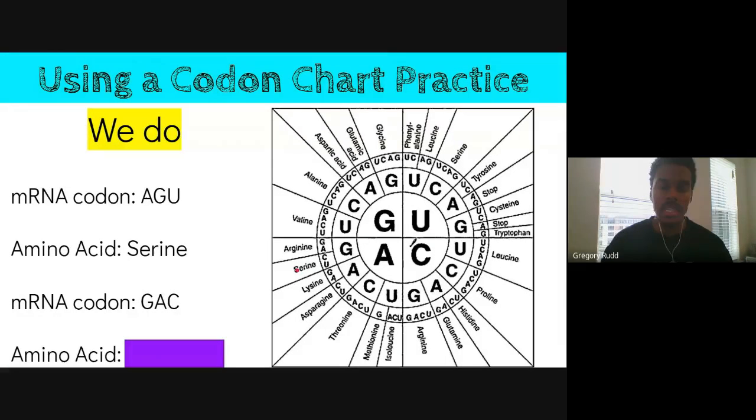Lastly, GAC. Aspartic acid. Good, Joseph. Yeah, that's the same one that we started with. So this is GAC. That's got to be aspartic acid, also known as aspartate.